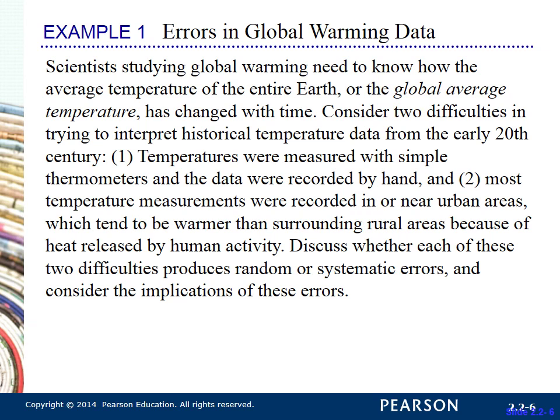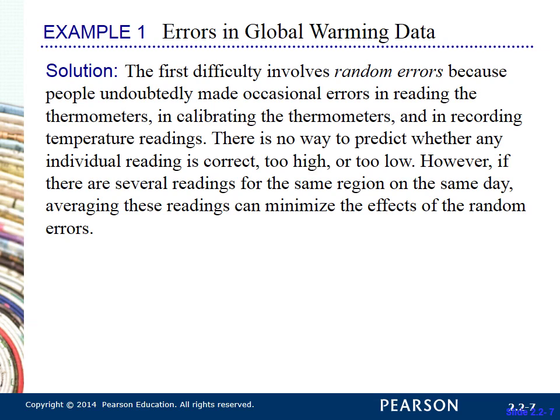Also, the second thing, most temperature measurements were recorded in or near urban areas, which tend to be slightly warmer than the surrounding rural areas. Like I live here in Richmond, but my friends live out in Goochland, and it's always colder out there than it is here in the city. So how do these two difficulties produce random or systematic errors, and what would be the implication of the errors?